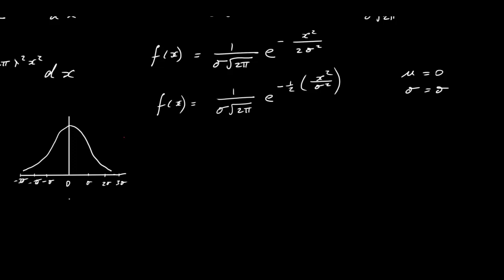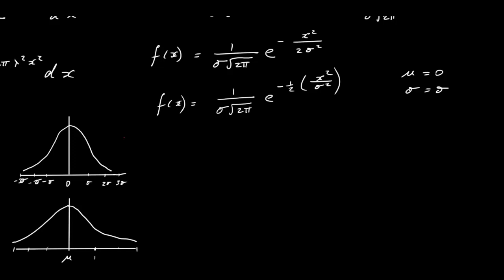But what if our mean is not 0? What if our mean here is, let's say, something else? So let's say it's mu. So here we would have 1 standard deviation above mu, 2 standard deviations, 3 standard deviations above, 1 below, 2 below, 3 below, and so on. But this time our mean is mu.